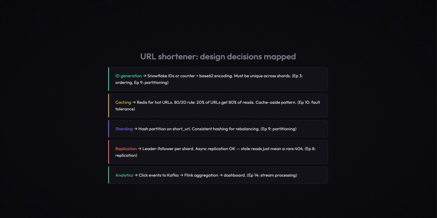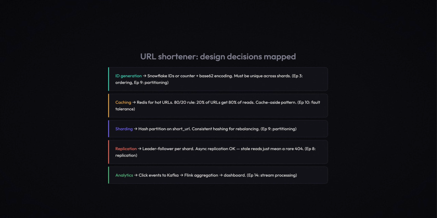ID generation: Snowflake IDs combine a timestamp, machine ID, and sequence number. They are unique across shards without coordination. This connects to ordering from episode 3 and partitioning from episode 9. Caching: Redis for hot URLs. The 80-20 rule says 20% of URLs get 80% of traffic. Cache aside pattern. If the cache goes down, we degrade gracefully. Just hit the database directly. Fault tolerance from episode 10.